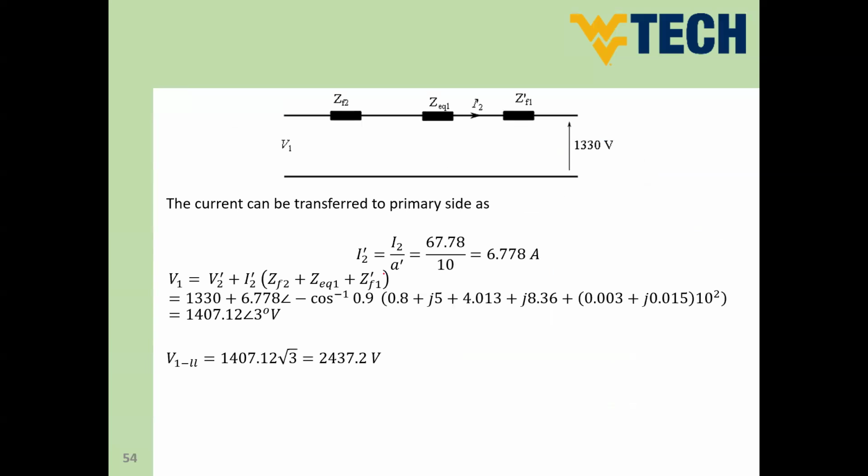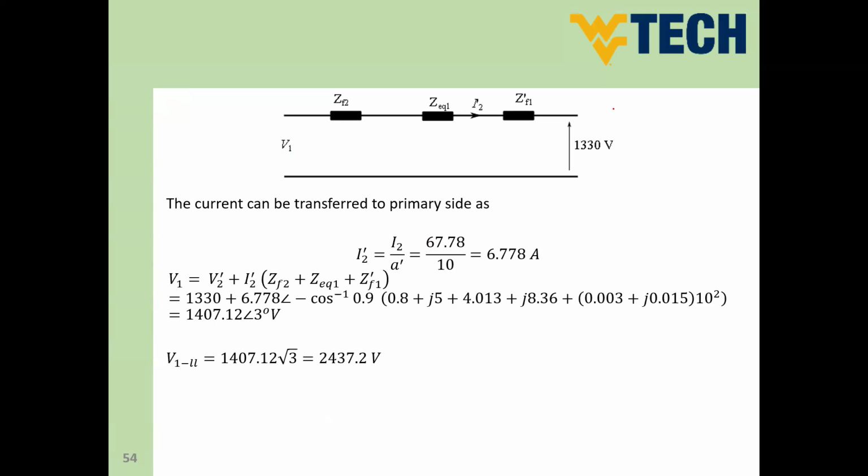So let's firstly refer the current to the primary side. So I2 divided by a prime. A prime, you know, is the three-phase transformer turns ratio, 10. So we can say 67.78 divided by 10. So this is the primary current right now, and we can start making our calculations now.